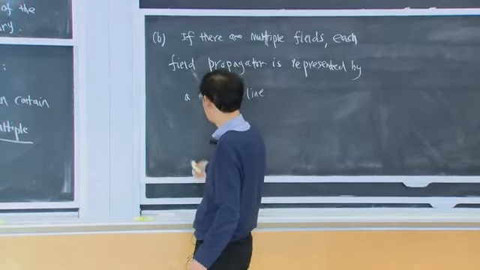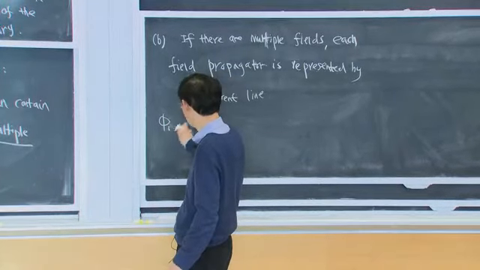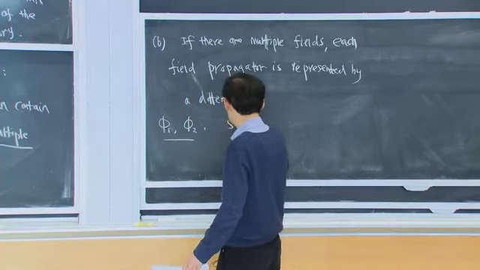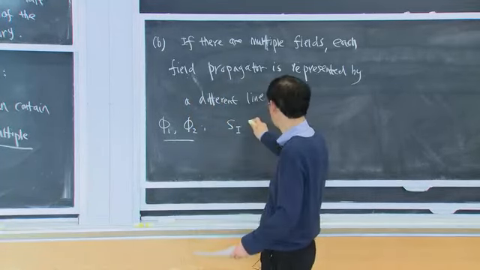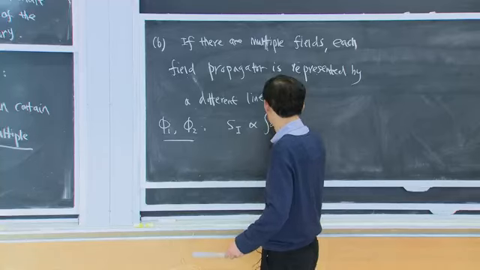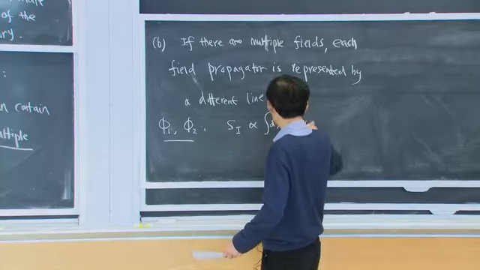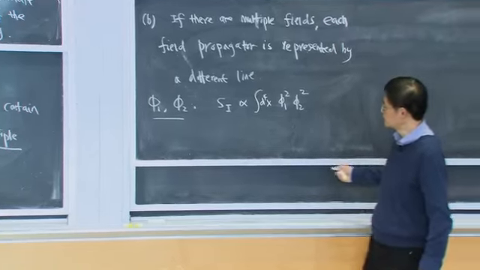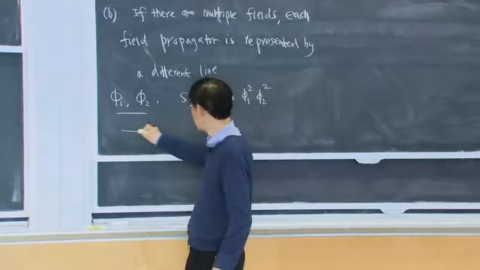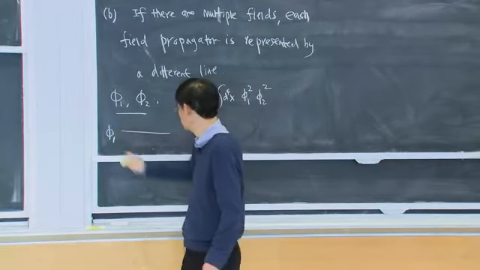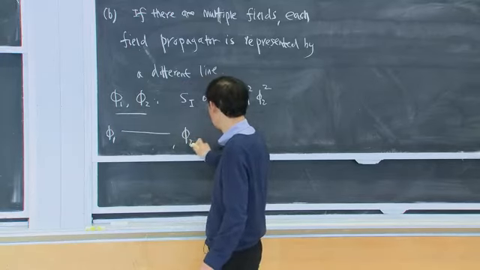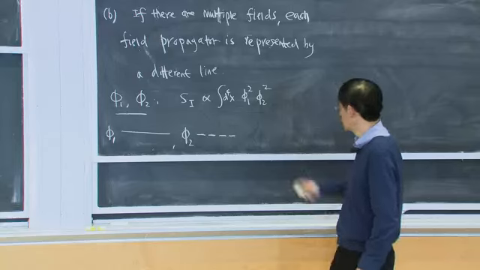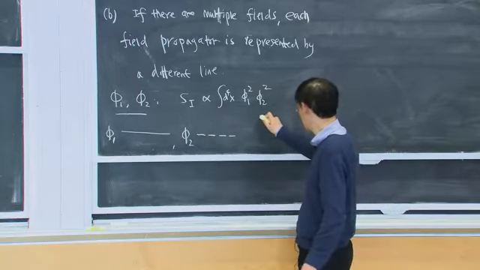if you consider a theory with two scalar fields, phi 1 and phi 2, with S_I, say for example, proportional to phi 1 squared, phi 2 squared. In this case, you will have a propagator for phi 1, and then you also have a propagator for phi 2. So now I can use a dashed line. And then the interaction vertex will have the following structure.